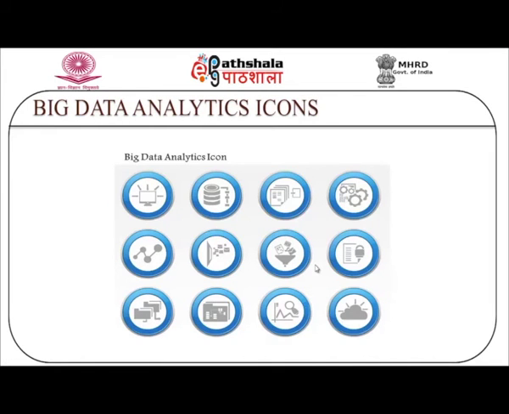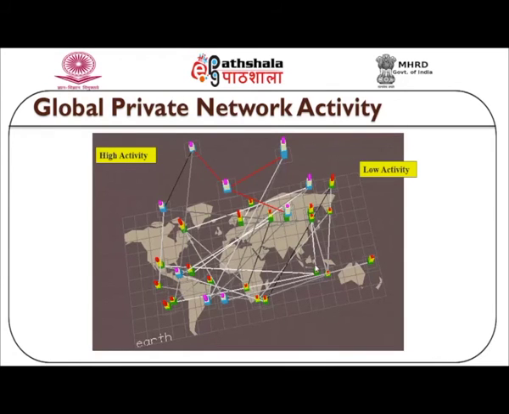These are certain big data analytics icons that are being used. These are certain examples of big data visualization. The global private network activity is being shown here, wherein high activity and low activity are represented using various color coded lines.